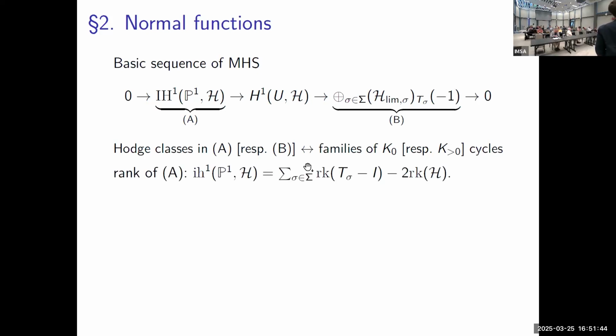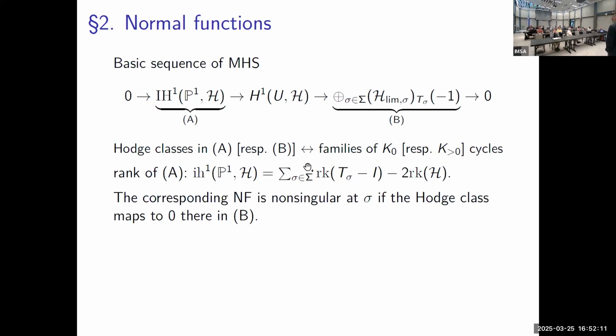Okay, it's easy to compute the ranks of these groups. So IH1 of P1 with coefficients in H is given by the Poincaré formula. So you take the sum of the drops at the punctures, where the drops are the numbers of non-invariant cycles at that point, and then you subtract off the rank of the base times the rank of the variation, and the other character's base. And you want situations where that is a very small number, so that you know right away it's got to be Hodge. And that will give us hypergeometrics.